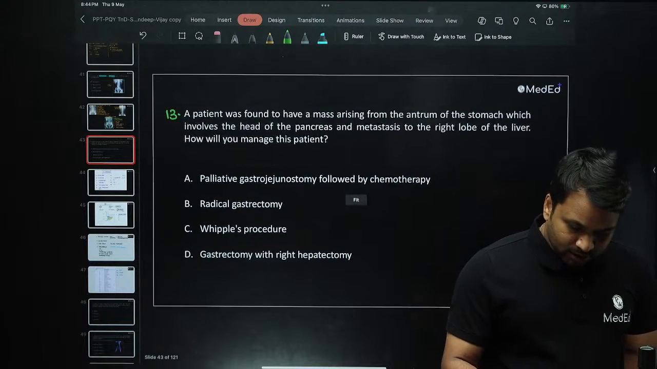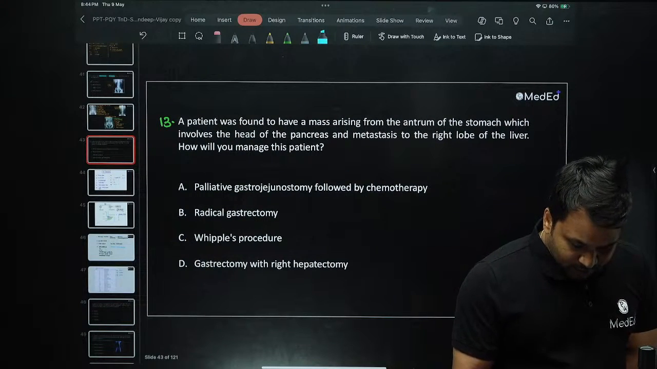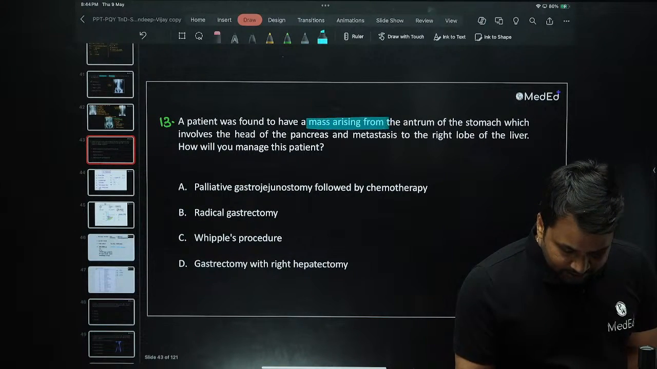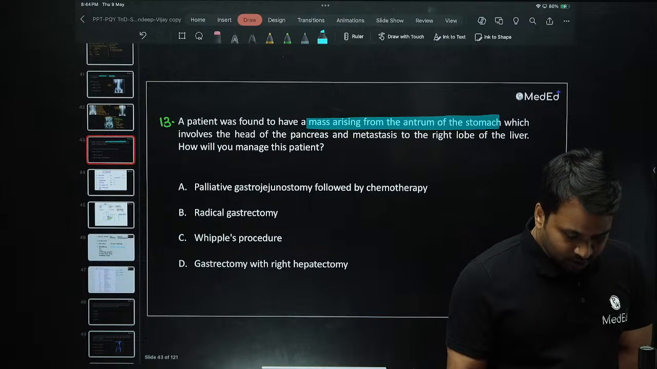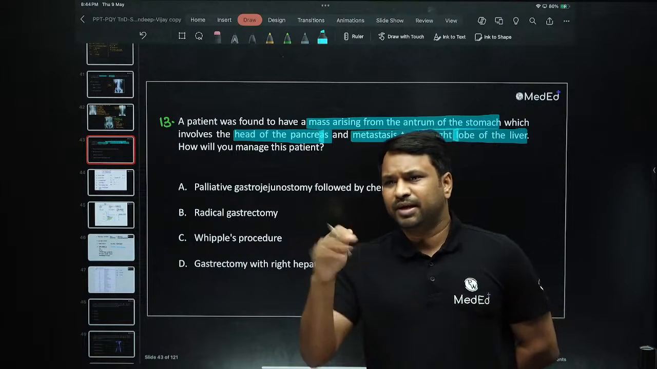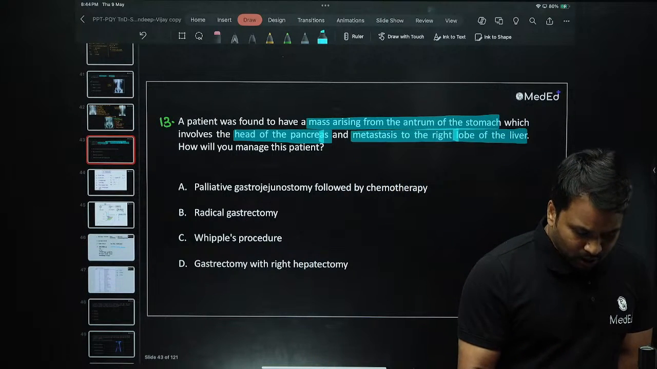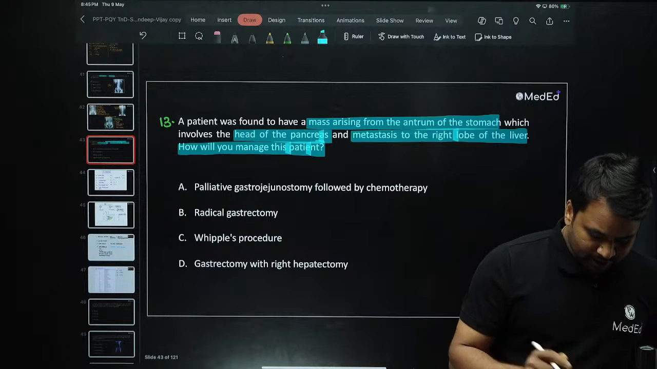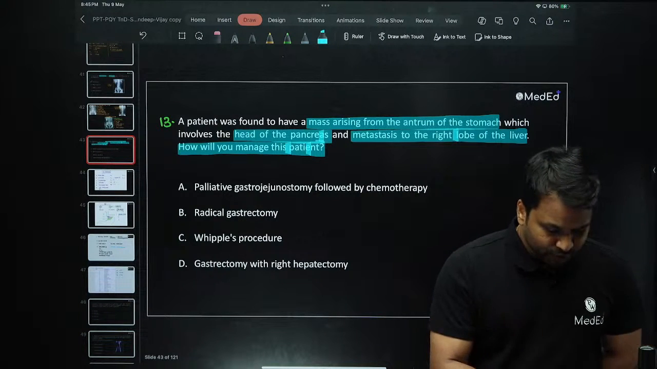Now, in question number 13, a patient was found to have a mass arising from the antrum of the stomach, which involved the head of the pancreas and metastasis to the right lobe of the liver. So, it is a metastatic lesion. Okay. So, how will you manage? You are talking about the management of metastatic gastric cancers. I have given you a few important components.